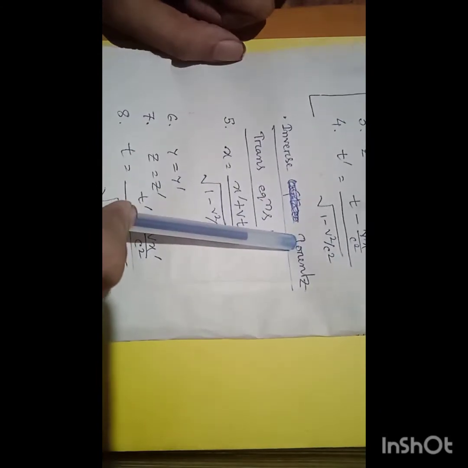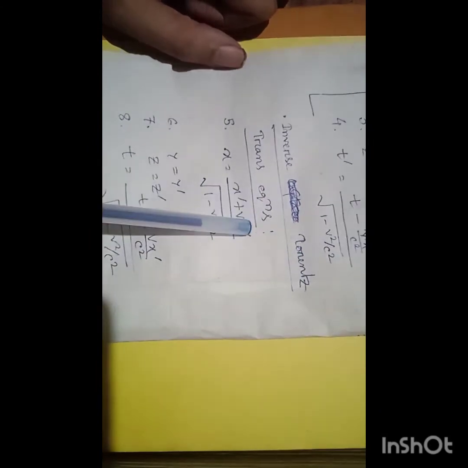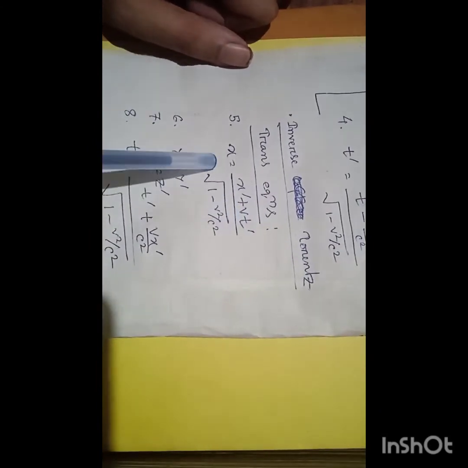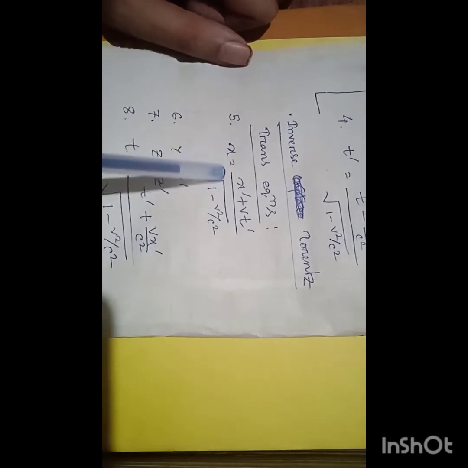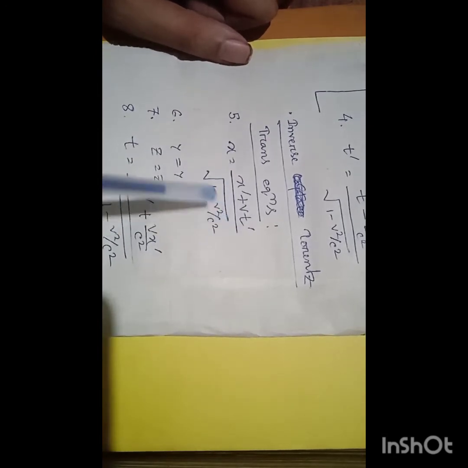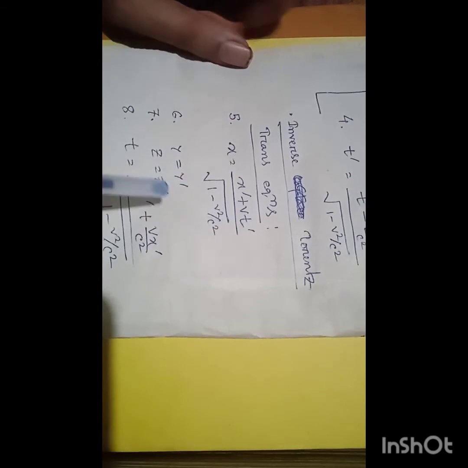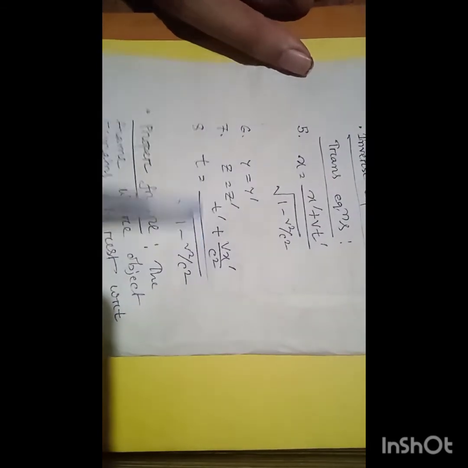There are inverse Lorentz transform equations that also exist. X equals x dash plus vt dash divided by root over 1 minus v square by c square, and some others.